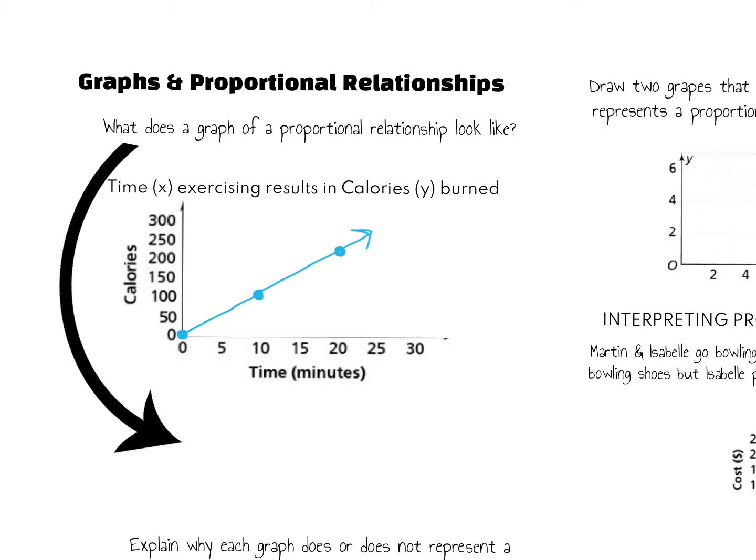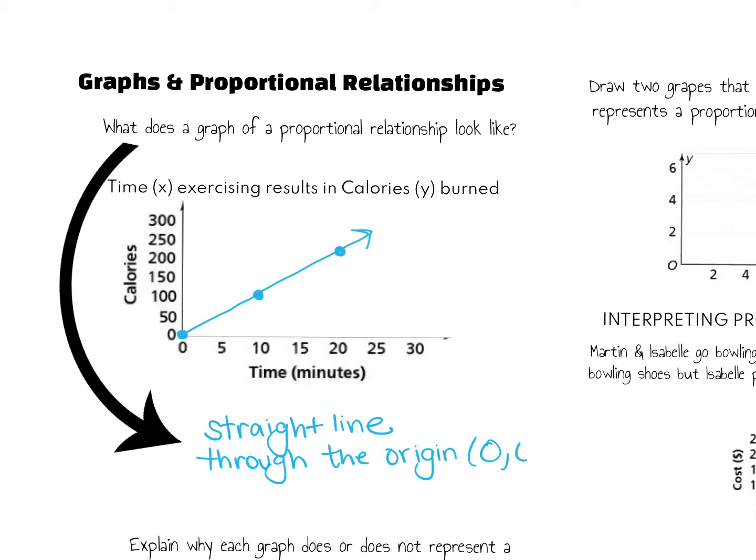So when we say, what does the graph look like? Well, we know it's going to be a straight line. And it's going to go through the origin, or 0, 0. That's because if you input nothing, nothing will come out. And that's why you will always hit this point 0, 0 right here if you're talking about a proportional relationship.